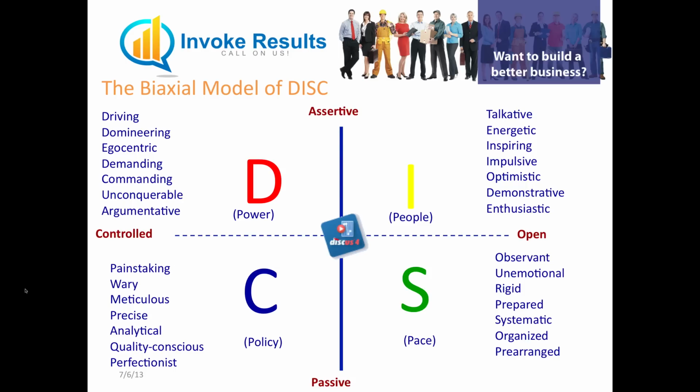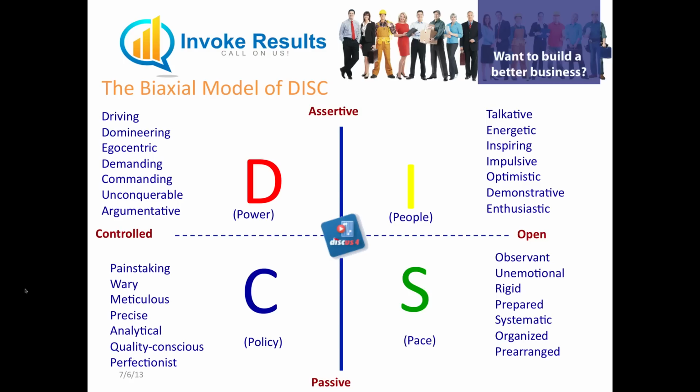Moving down to S, the steadiness factor, they're all about the pace of doing things. The high S will usually be observant, unemotional, rigid, prepared, systematic, organised, prearranged. So they're still very much about people. They make their decisions about people, but they're also very considered, and they'll like to follow a process and be steady pace in their approach.